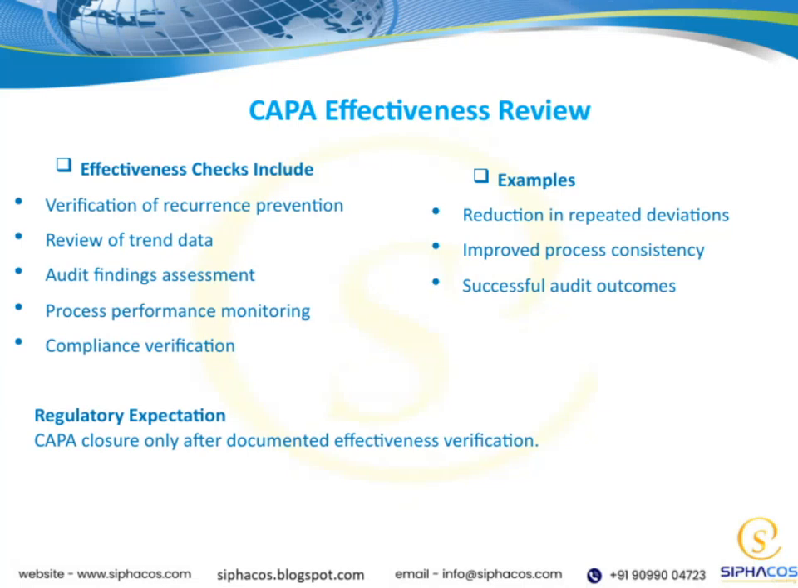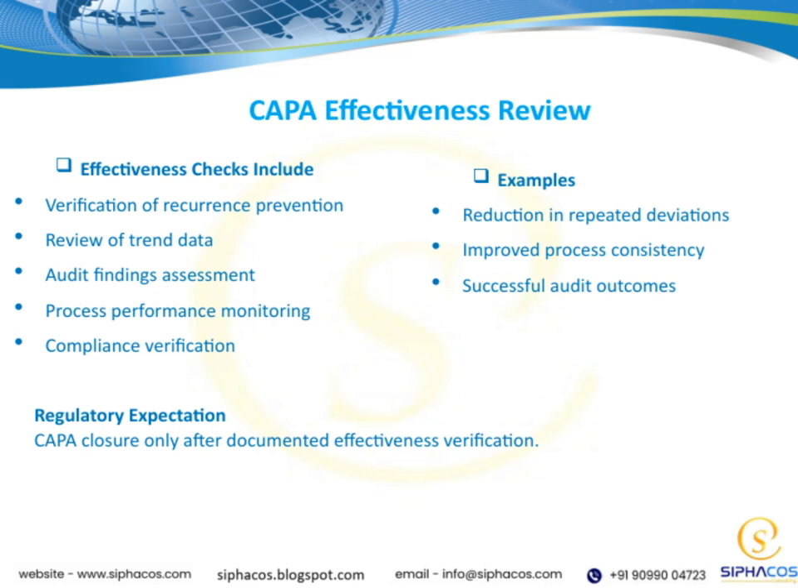Let's talk about the regulatory expectation around CAPA closures. Essentially, a CAPA should only be considered closed after we've verified that its effectiveness has been properly documented. This means we need to see clear evidence that the corrective actions have actually worked. Some good examples of effectiveness include a reduction in repeated deviations, which shows that the problem isn't recurring, or improved process consistency, indicating more stable operations. Successful audit outcomes also serve as proof that our CAPA is effective and compliant with regulations.